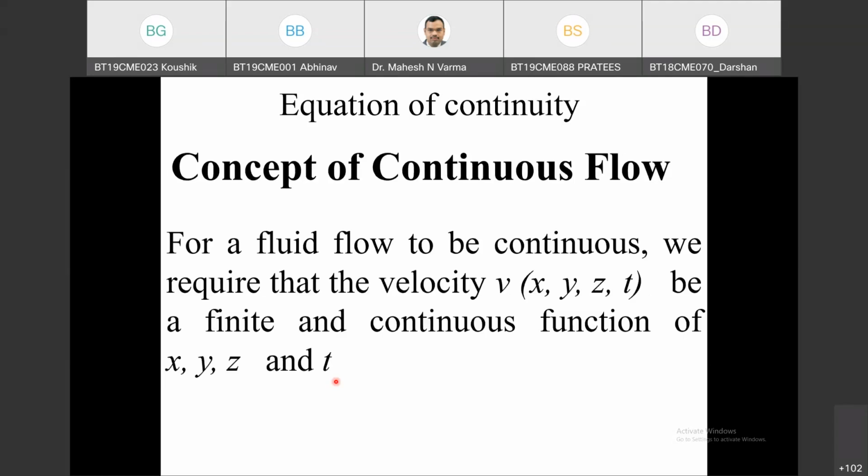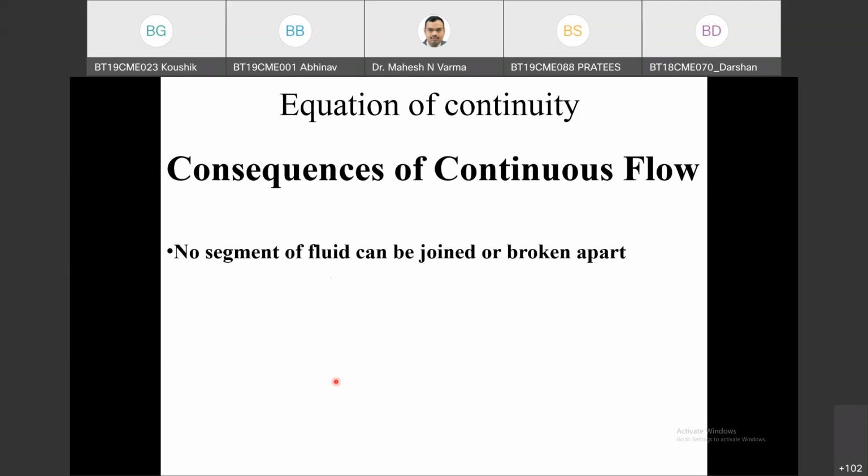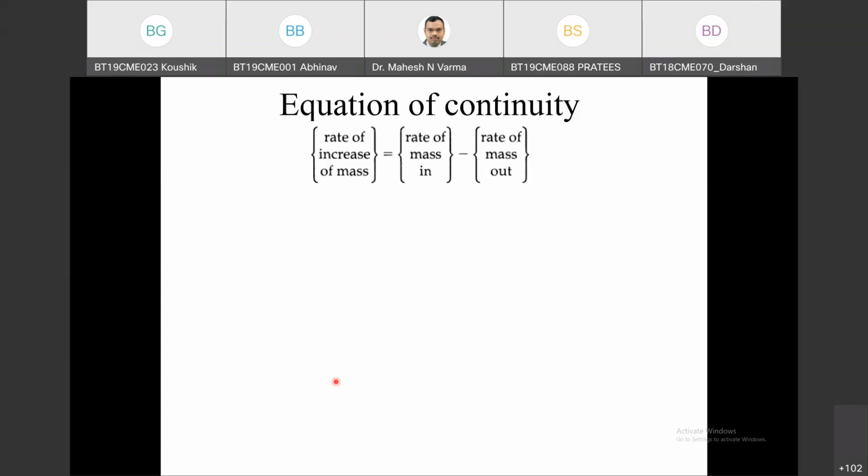And this is the concept of continuous flow. Velocity will be the continuous function of x, y, z and time. To discuss this continuous flow, we will have the equation of continuity. So the equation of continuity will be the rate of mass coming in minus the rate of mass going out, without generation and consumption. We are not considering any reaction by which mass is consumed or generated. So rate of mass in minus rate of mass out will be equal to accumulation of mass, the rate of increase in mass.